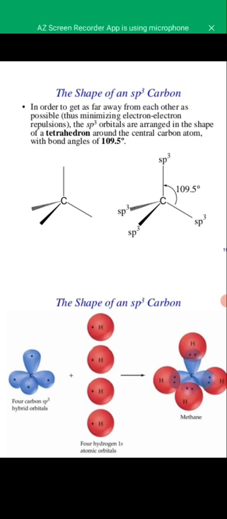And then you have methane, CH4. So you can see 4 carbon sp3 hybrid orbitals reacting with 4 atoms of hydrogen. You have CH4, which is methane, also called natural gas.